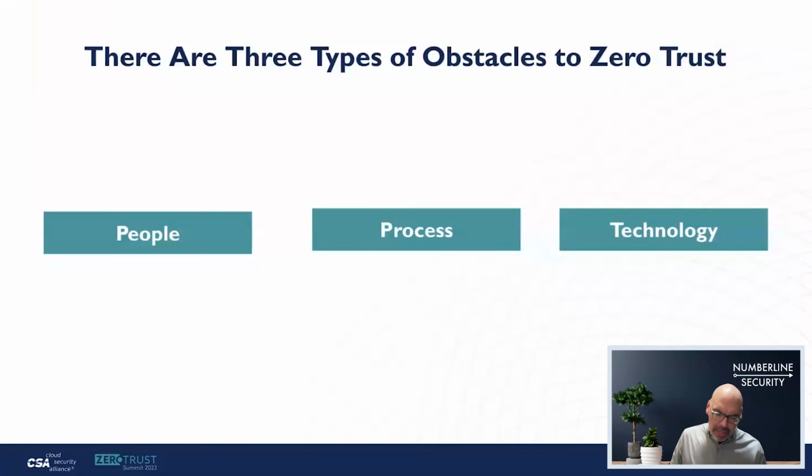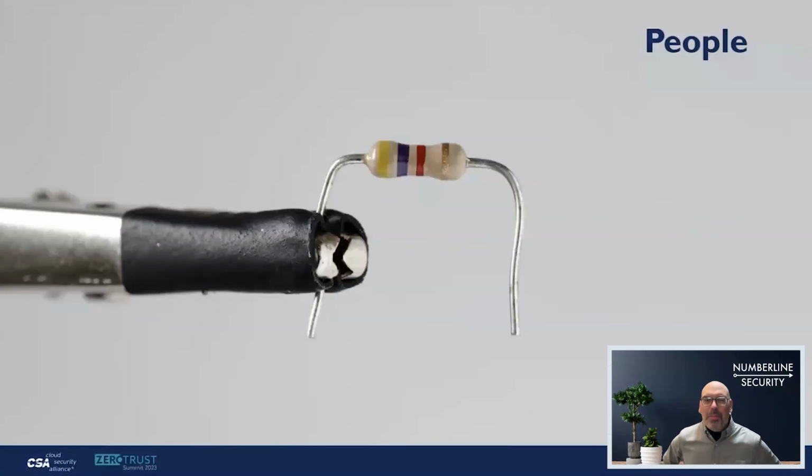And if we now think about the different types of obstacles to zero trust, we've got three general categories around people and process and technology. So let's talk about them one at a time. So people. People can absolutely be resistors to our effort and our initiatives and things that we think need to get done.